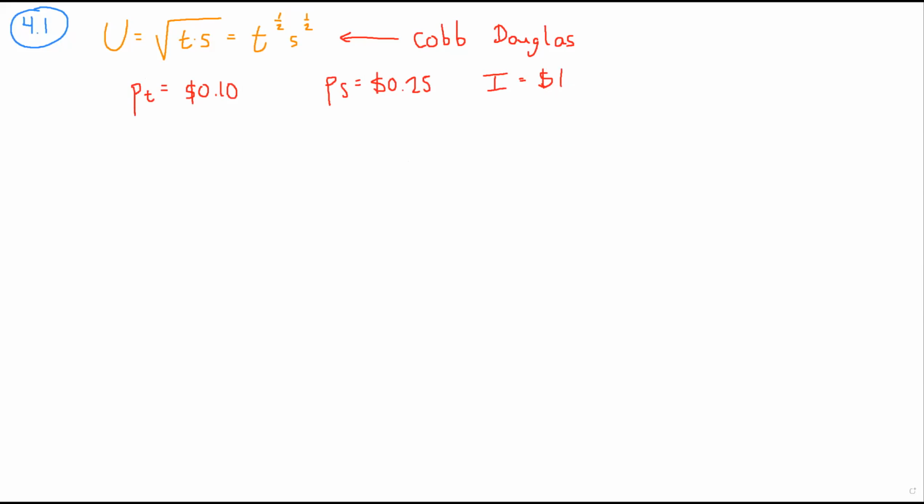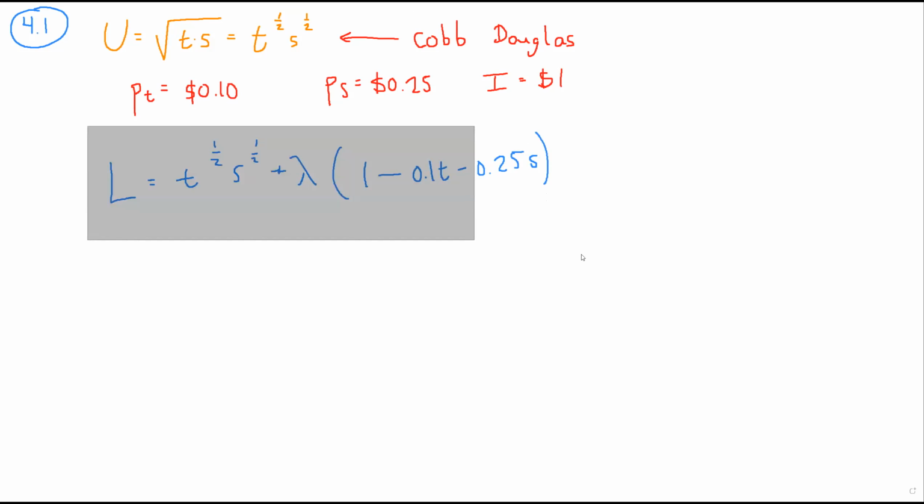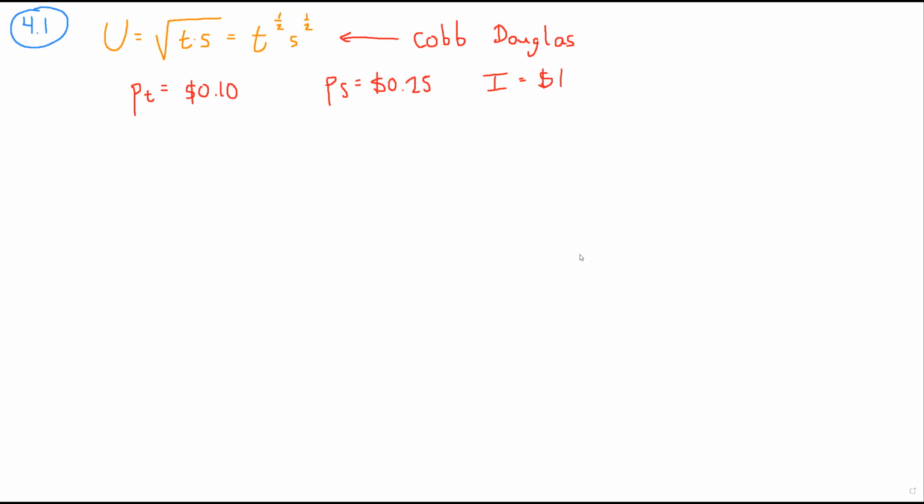Again, to reiterate, I could very well say my Lagrangian is T to the 1/2, S to the 1/2, plus lambda times my budget constraint, which would be 1 minus 0.1 T minus 0.25 S. And I can go about solving this the normal way we did for homework 1. But that would be tedious, and we are going to take to heart what the professor has said: use shortcuts if you have them. So here is a shortcut.